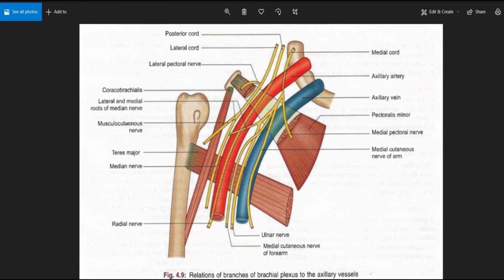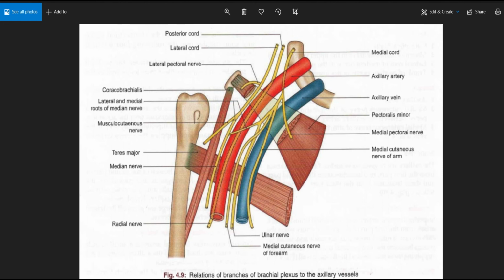What is happening here, anatomically you should be very sound to understand this, is that the lateral root remains lateral, but the medial root of the median nerve crosses the third part of the axillary artery to reach the lateral root and form the median nerve. How is the median nerve related? It is related laterally. So the median nerve itself becomes a lateral relation for the third part of the axillary artery. The medial root of the median nerve becomes an anterior relation for the third part of the axillary artery.